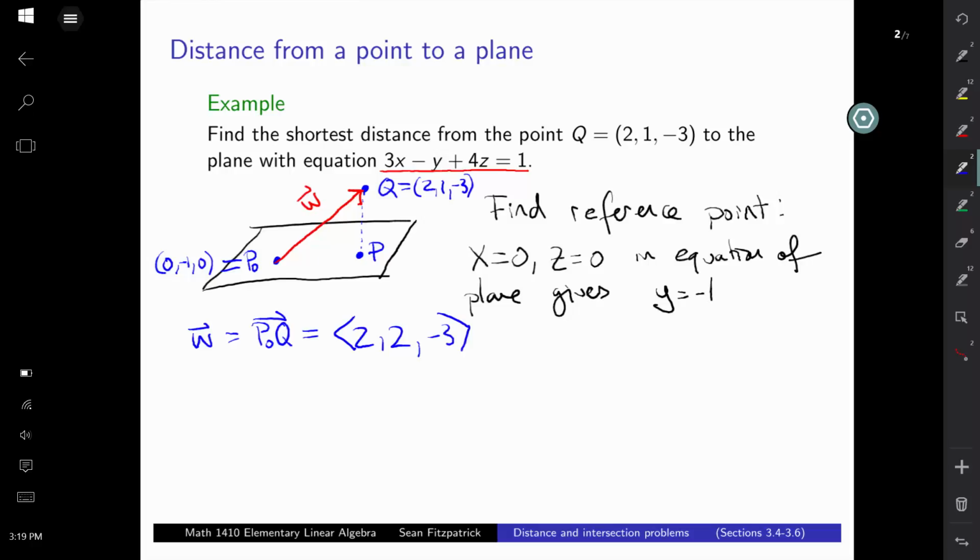We've got that vector. The other vector that we want is the normal vector. Remember, we discussed this in the previous video: you can read off the normal vector by simply looking at the coefficients in the equation of the plane. So the normal vector is going to have the 3, the minus 1, and the 4 as its components. So our normal vector is given by (3, minus 1, 4). All right, so what do we do with that normal vector?